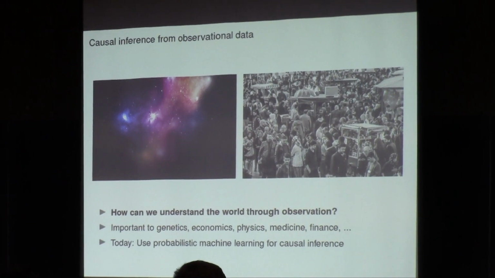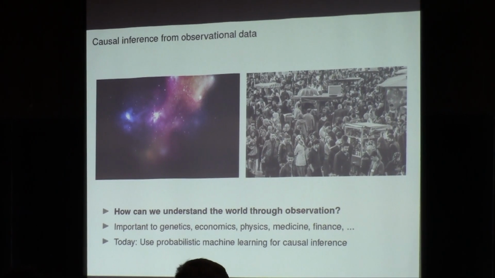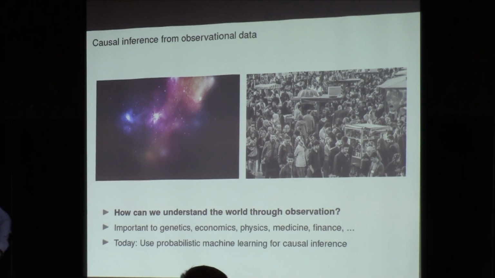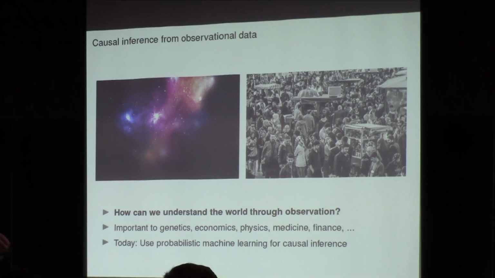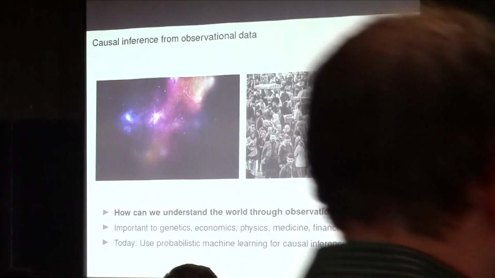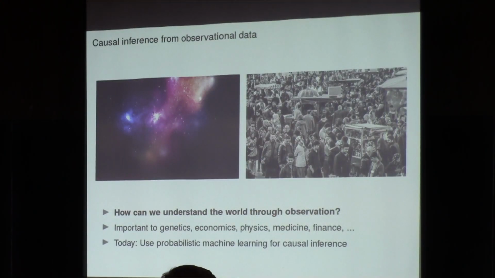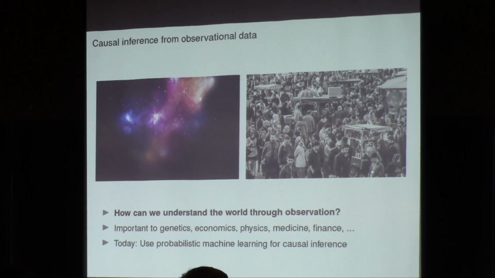So today's talk is going to be about causal inference from observational data, which is trying to ask the question, if I observe a bunch of stuff in the world, how can I understand the world through that kind of data? This question is important in any field you can think of: genetics, economics, physics, medicine, finance, et cetera. We observe something about the world, and we want to understand how the world works from that observation.